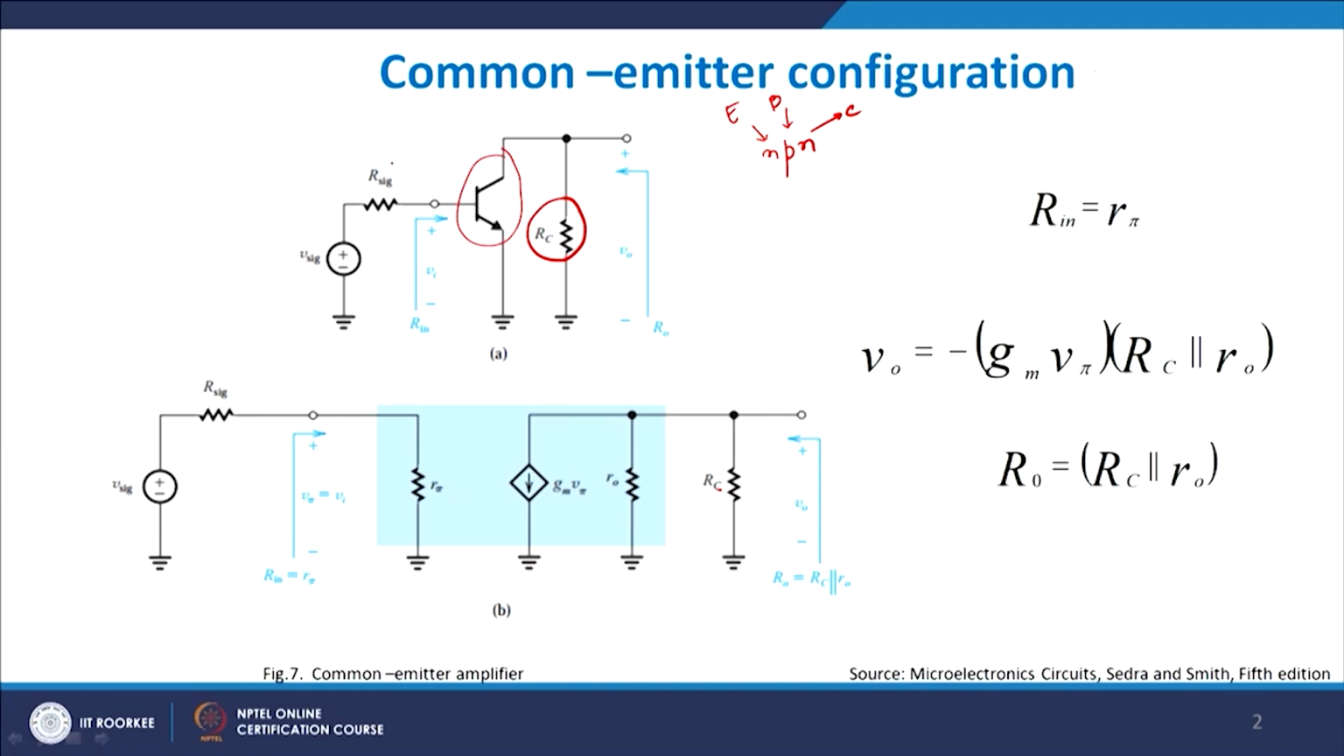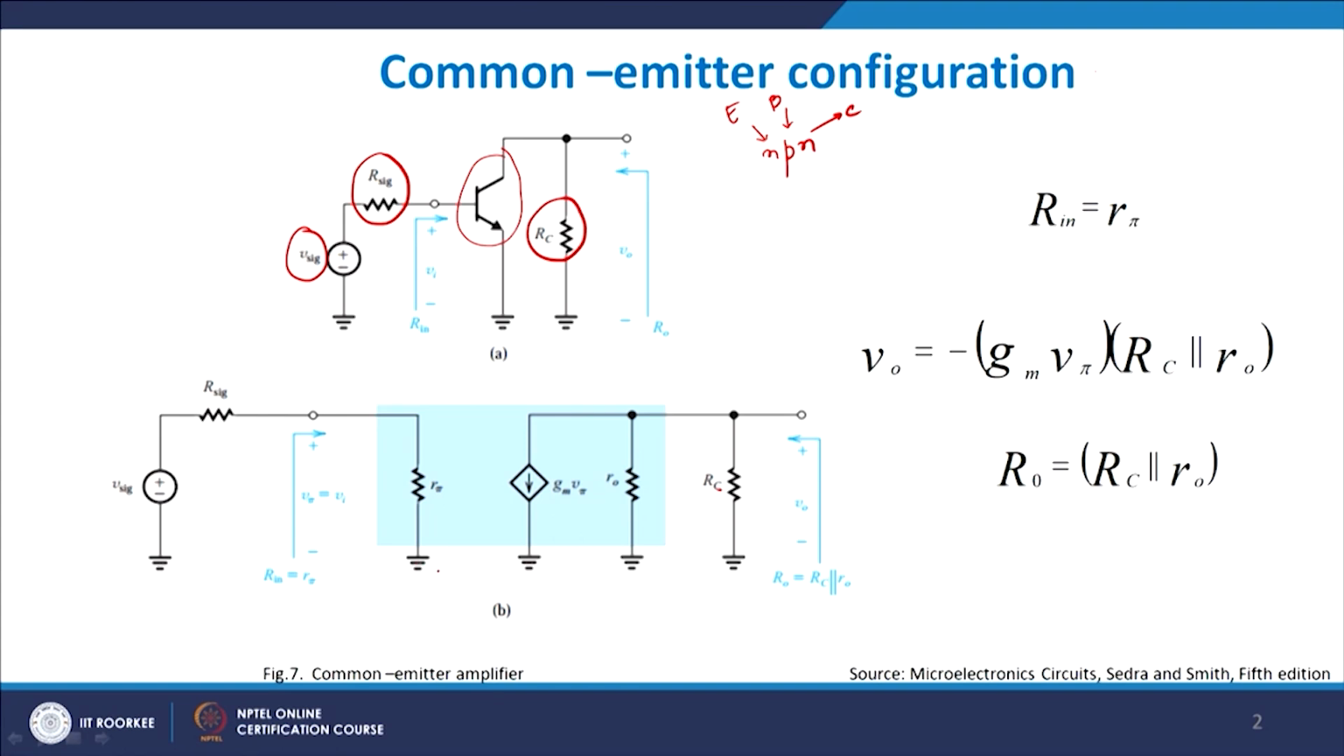You have an input resistance also referred to as R_sig here, and we define R_in as the input resistance or input impedance, R_0 as the output resistance or impedance, and V_0 as the output voltage, whereas V_sig is my input voltage.